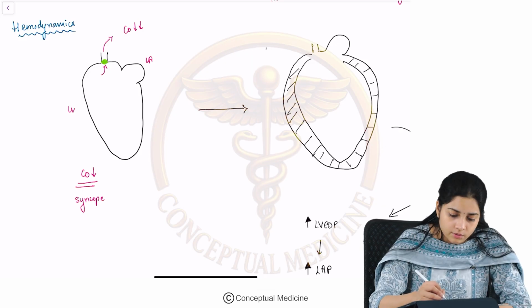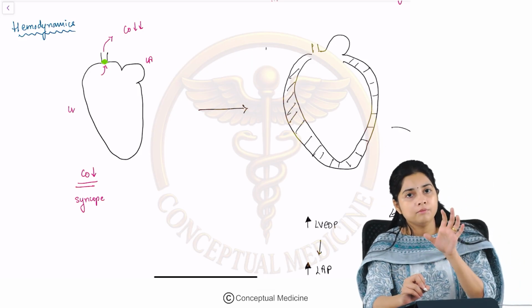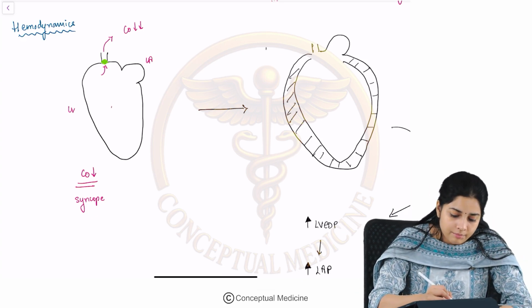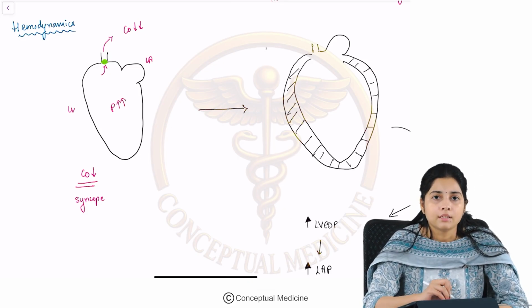Also, over the course of time, because of the stenosis, as the blood is moving towards a high pressure, the pressure gradient is high. What happens to the pressure in the LV? The pressure in the LV begins to increase.